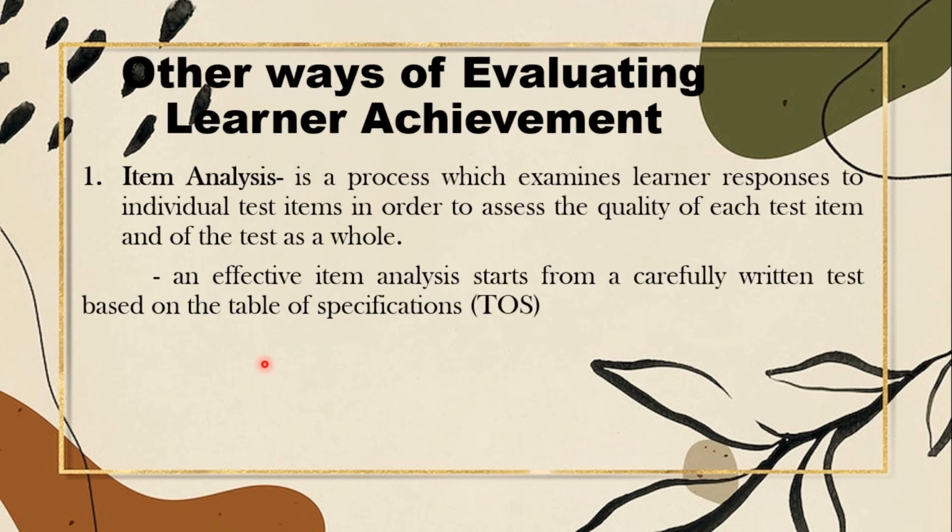So we have also here other ways of evaluating learner achievement. So here are the ways. Number one is the item analysis. As we all know, the item analysis is a process which examines learners' responses to individual test items in order to assess the quality of each test item and of the test as a whole. This is to improve test items and to enhance the teacher's skills in test construction and to identify specific areas which need improvement. An effective item analysis starts from a carefully written test based on the table of specifications, or what we call the TOS.